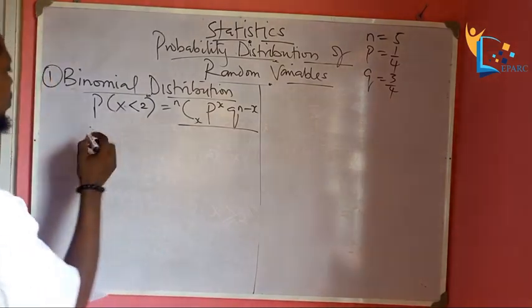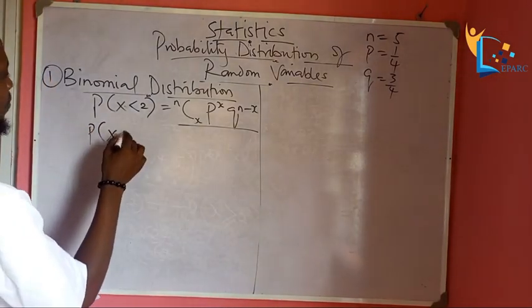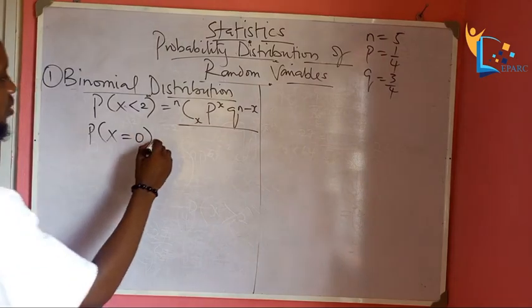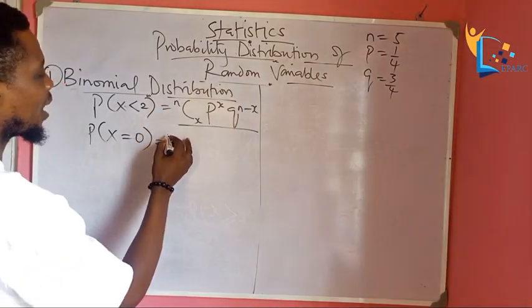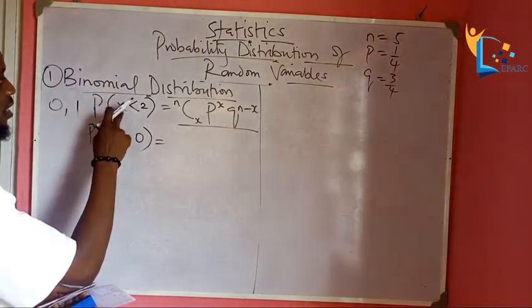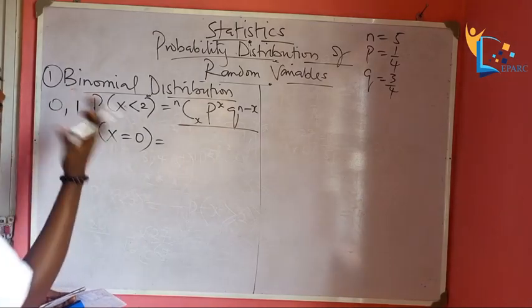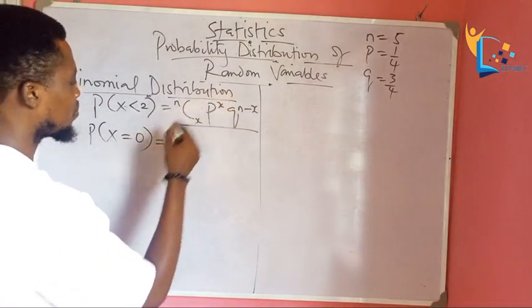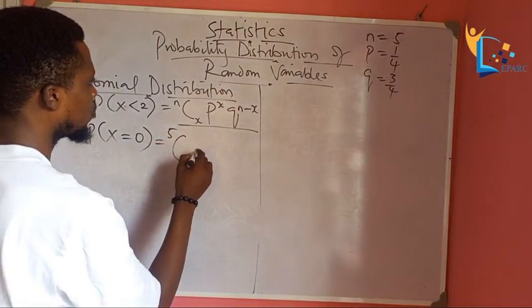So we are working with p brackets, a is 0. That's what we're working with first. Let's work with this one first. So our x is, remember we're working with 0 and 1, since x is less than 2, 0 and 1 is less than 2. Okay, so n is 5, x is 0.